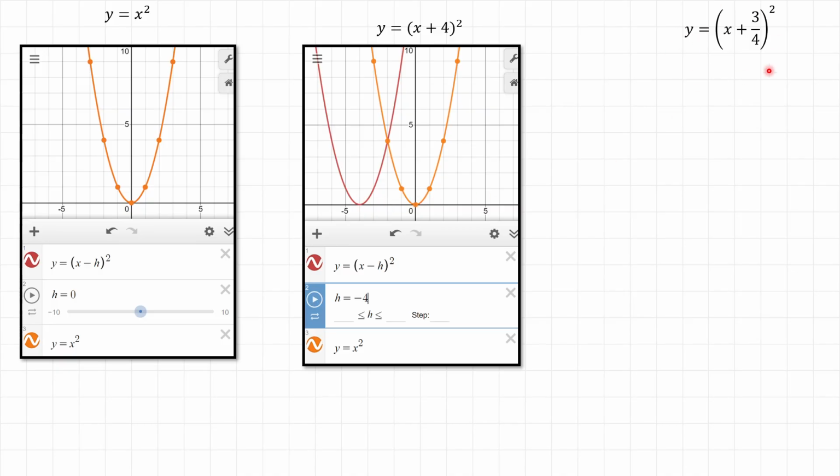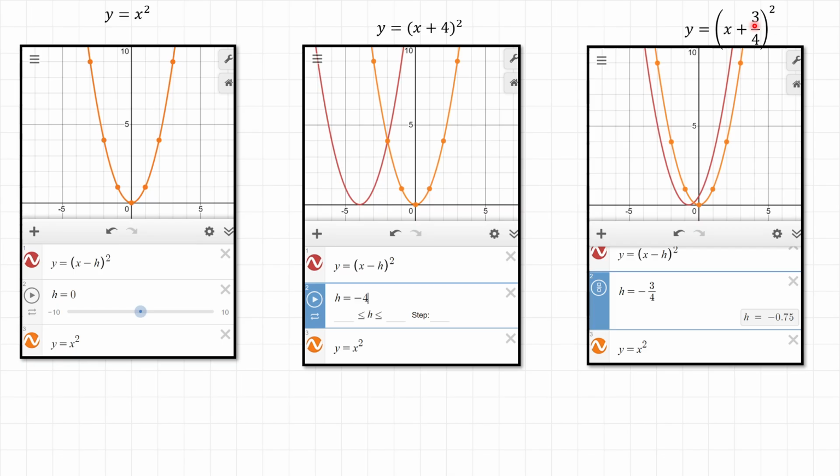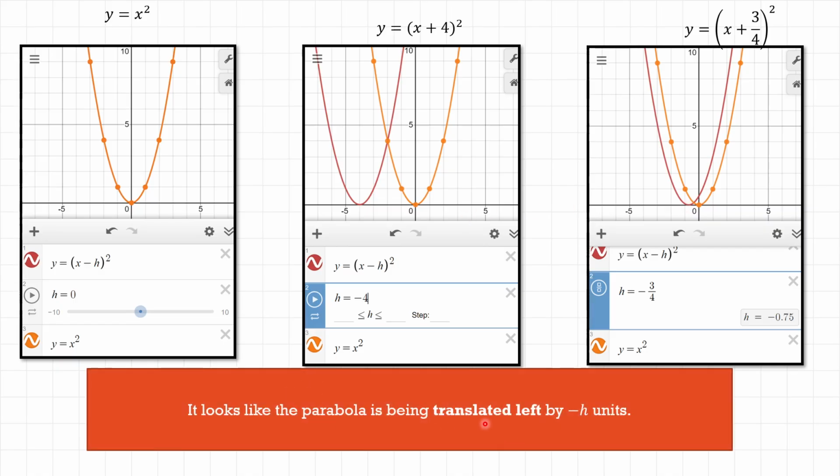Will that still stay true here? So here I see a parabola. It has been shifted, it looks like, to the left by a very small amount, not even 1 full unit. It looks like only 0.75. It has been shifted to the left by 0.75 units. So it looks like this is still true, right? The parabola is being translated left by negative h units.